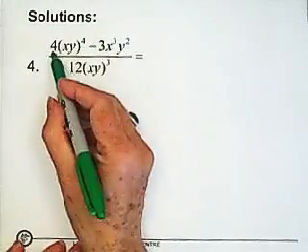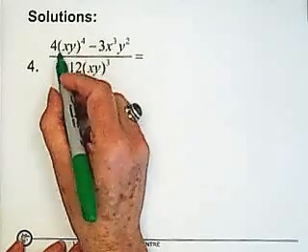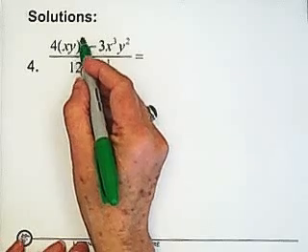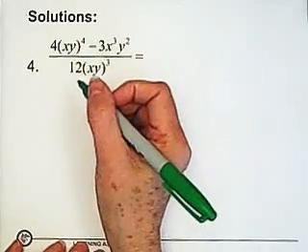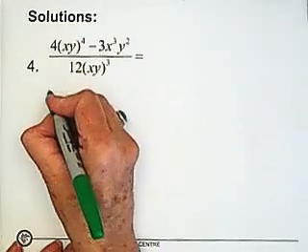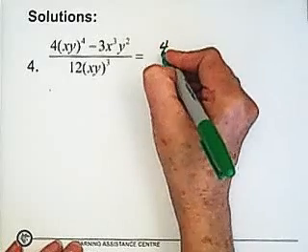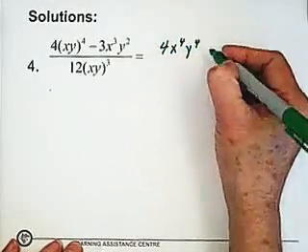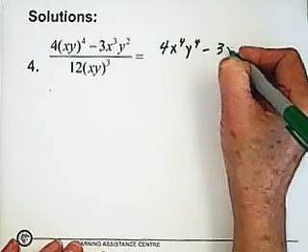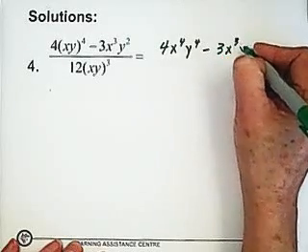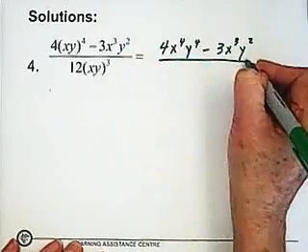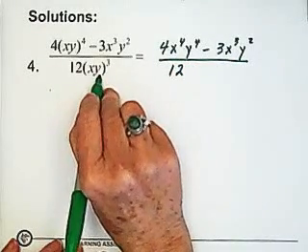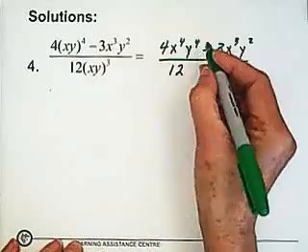So for this one, the first thing you have to do is deal with this xy to the power of 4. And remember, we take the 4 and apply it to both of these variables. So we end up with 4x to the 4th, y to the 4th, minus 3x cubed y squared over 12, and we'll do the same thing down here. This becomes x cubed y cubed.